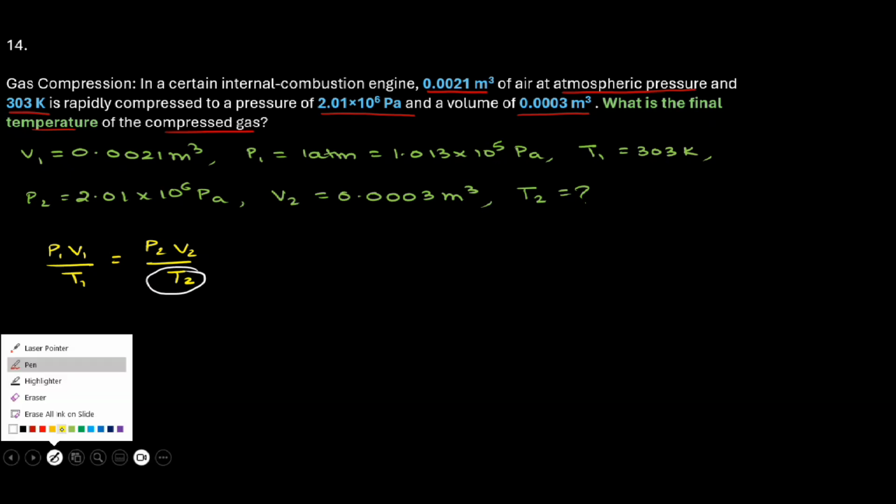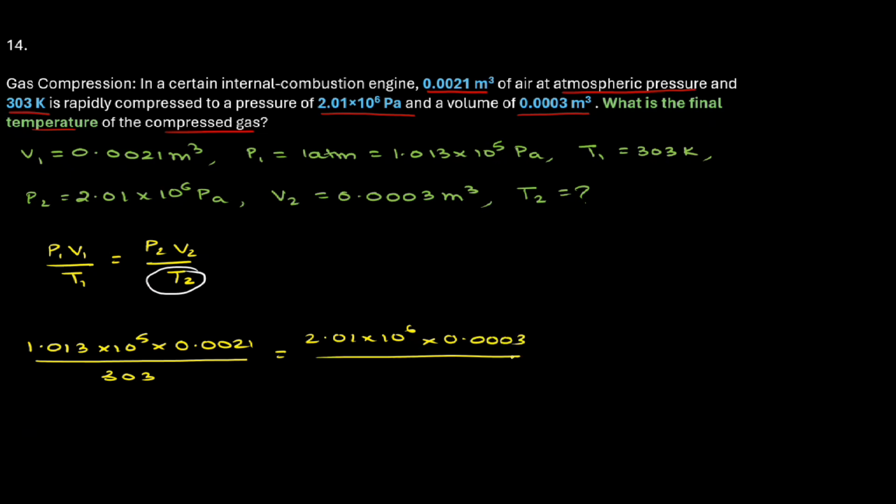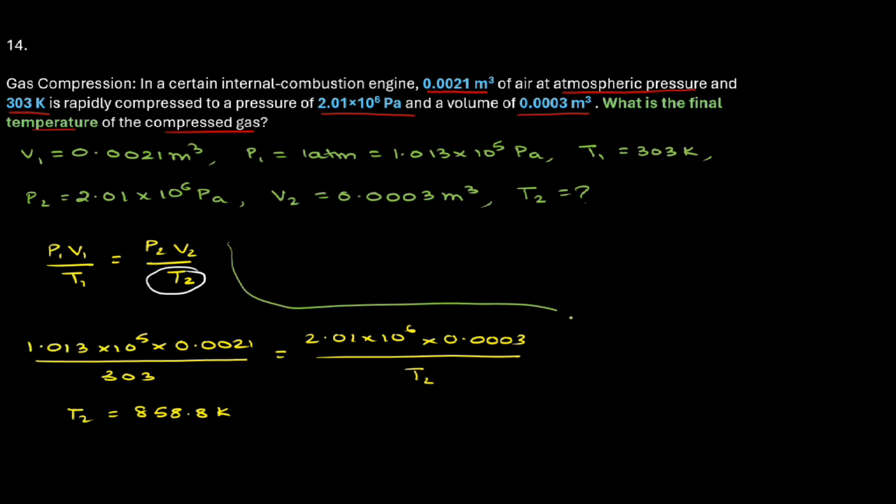So you could just write all your values as P1 is 1.013 times 10 to the power 5, V1 is 0.0021, over T1, which is 303, equals P2 is 2.01 times 10 to the power 6, V2 is 0.0003, divided by T2. And you can use shift solve over here to find the value of T2 as 858.8 Kelvin.